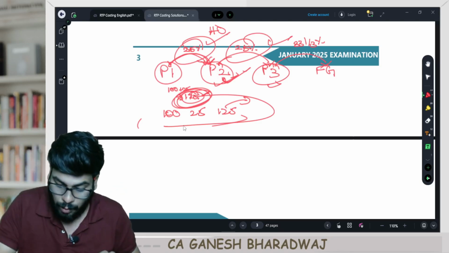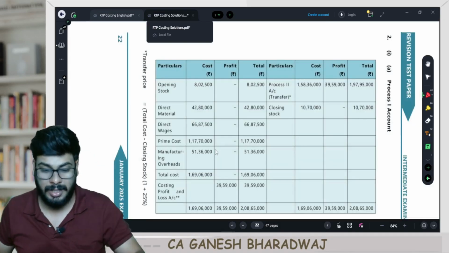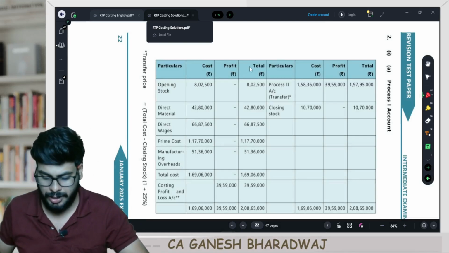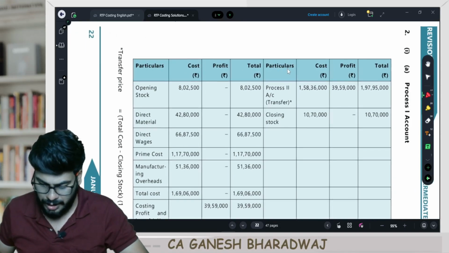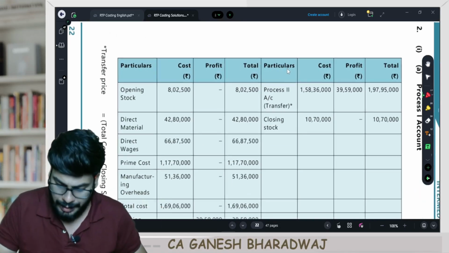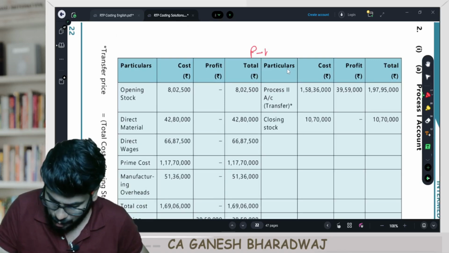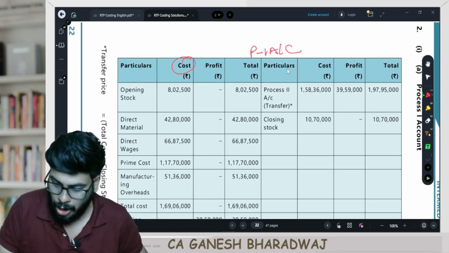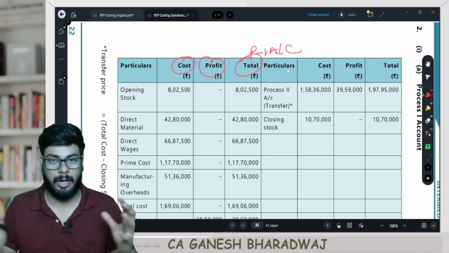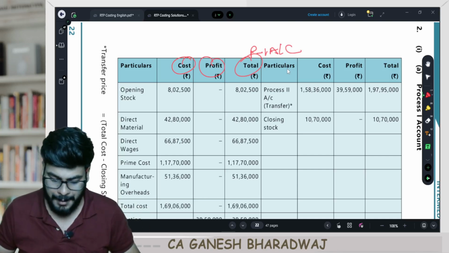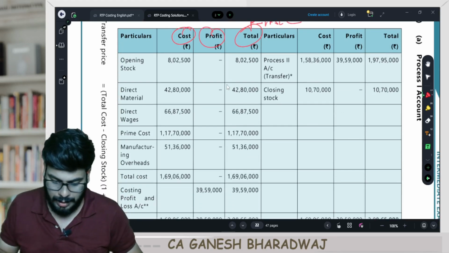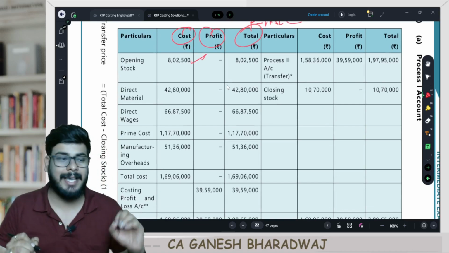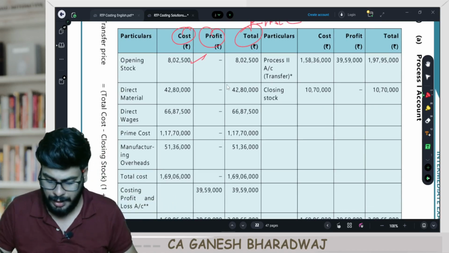Now, on that note, let us get started with this particular solution of process one account. First, process one account, as I told you guys, you need to have a cost, profit, and a total column. 3 columns you need to maintain. Now, opening stock, this figure is given as 8,02,500. Please have the question with you, right?